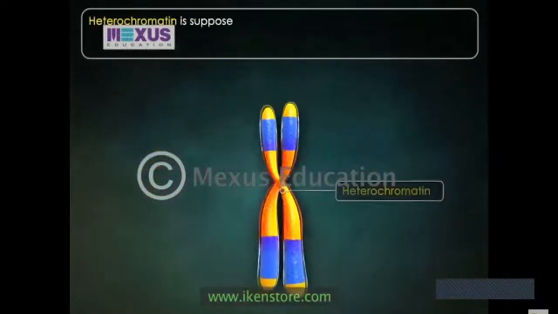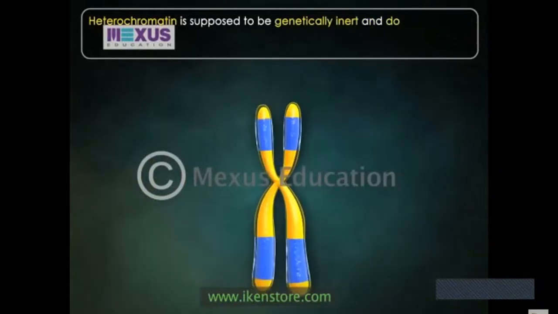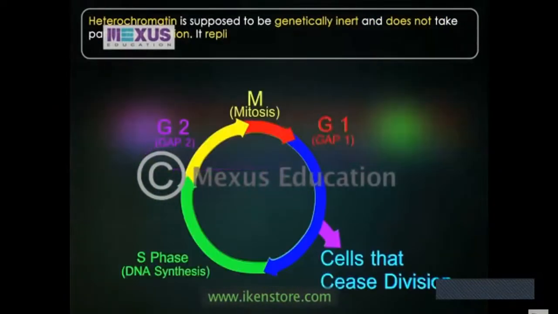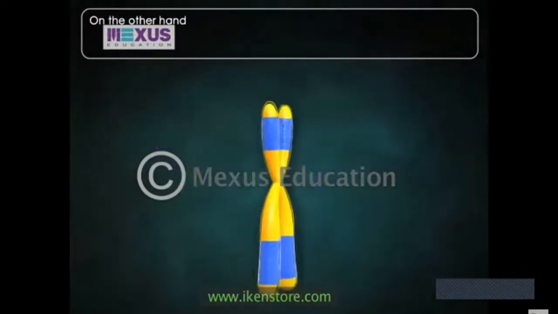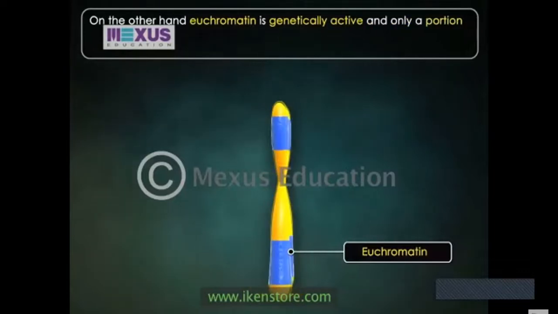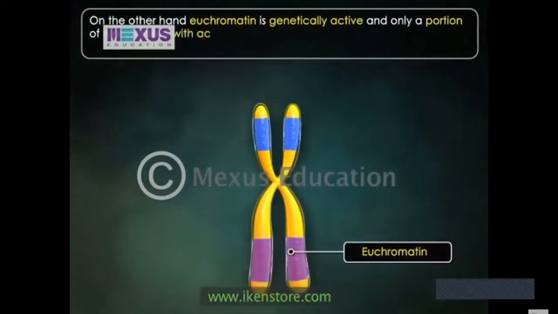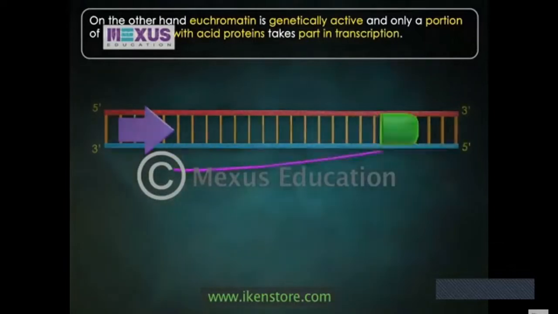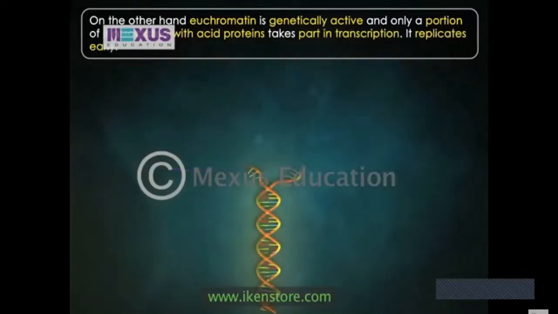Heterochromatin is supposed to be genetically inert and does not take part in transcription. It replicates late in the S phase. On the other hand, euchromatin is genetically active and only a portion of it associated with acid proteins takes part in transcription. It replicates early.